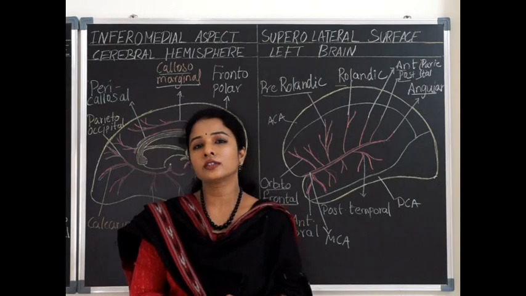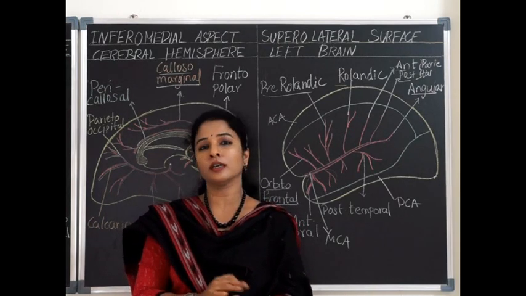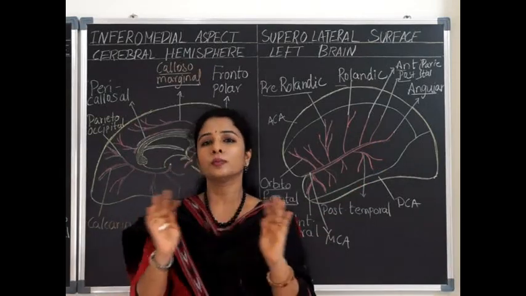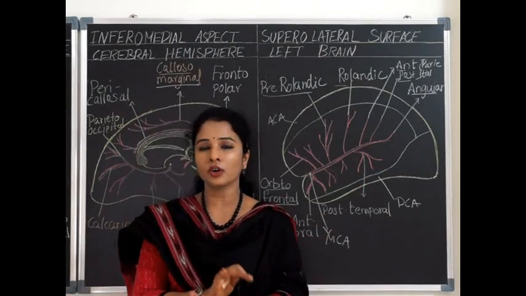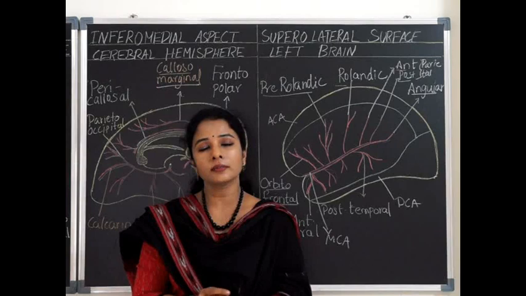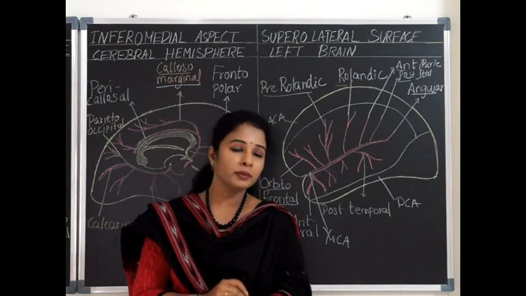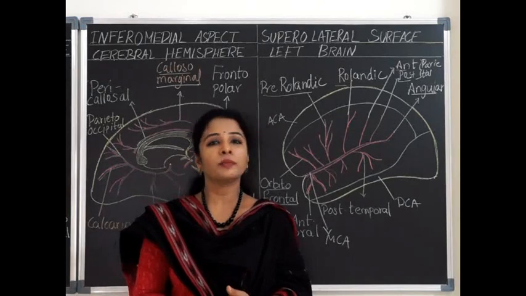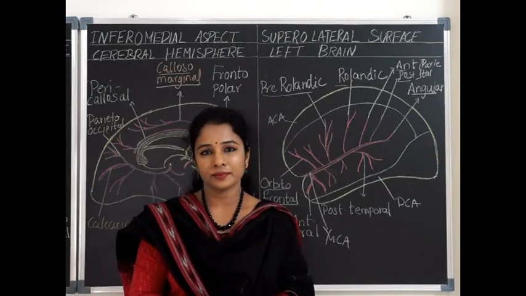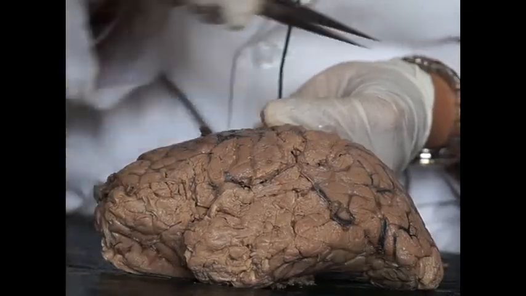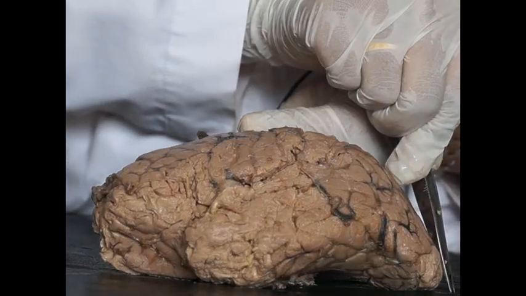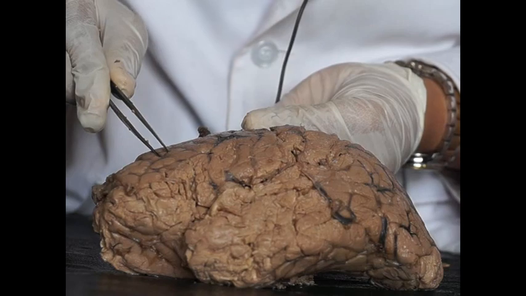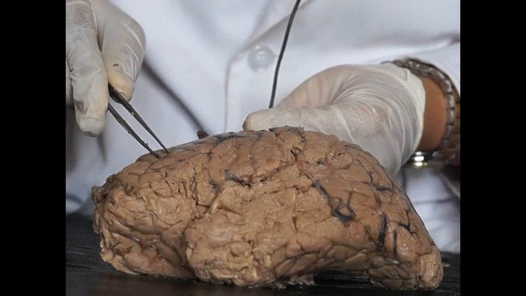So the three sets of arteries, which are the end arteries supplying the brain, are cortical branches, which supply the superficial surface of the brain, that is the cortex of the brain, central branches which supply the deeper part of the brain, and choroidal branches which form the choroid plexus of the ventricles. This is the anterior end and here is the posterior end of the cerebral hemisphere. Major part of the superolateral surface of brain is supplied by the middle cerebral artery.